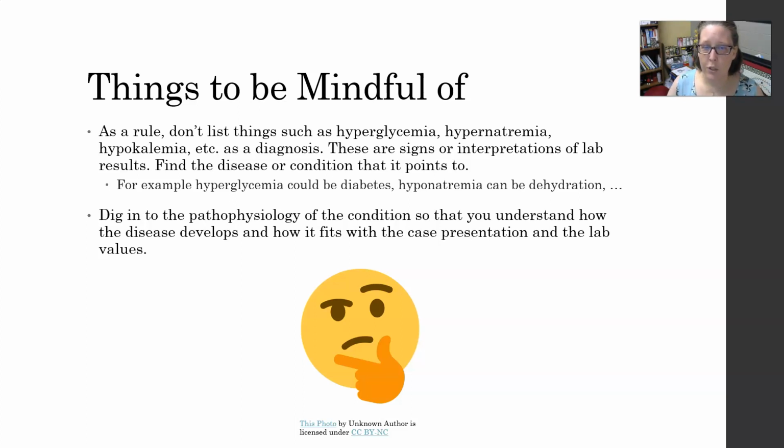As a rule, don't list things such as hyperglycemia, hypernatremia, hypokalemia, etc. as a diagnosis. These are signs or, if you will, the interpretation of lab results. So you want to find a disease or condition that those signs point to. If a person has hyperglycemia, for example, it could be diabetes. If they have hypernatremia, it could be dehydration. So don't list a sign as a condition or as a diagnosis. Also, I recommend you dig into the pathophysiology of the condition so that you can understand how the disease develops and how it fits with the case presentation and the lab values. That will increase your learning, it also reinforces that you picked the right thing, and it can help you answer some of the questions that are asked during the case study.